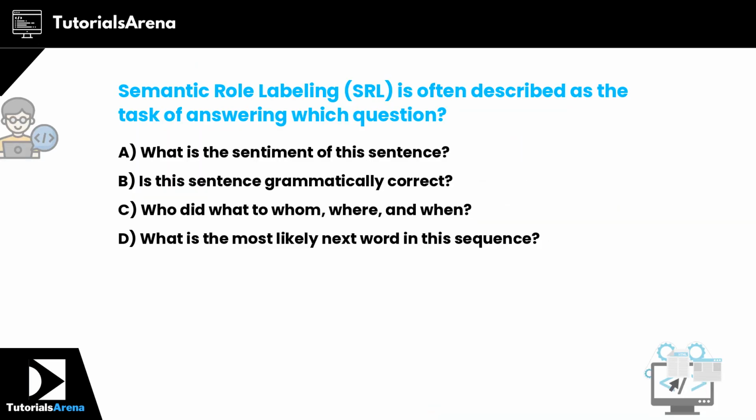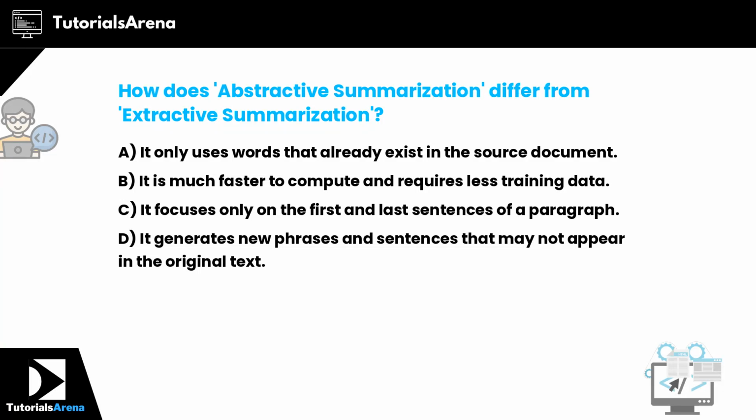Semantic role labeling (SRL) is often described as the task of answering which question? The correct answer is option C. Who did what to whom, where, and when? How does abstractive summarization differ from extractive summarization? The correct answer is option D. It generates new phrases and sentences that may not appear in the original text.